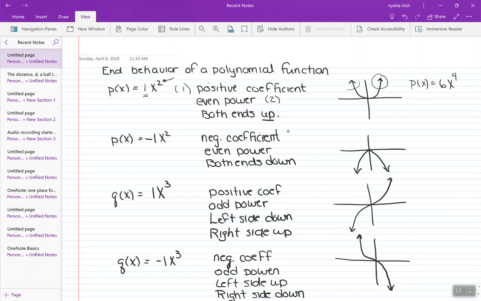So if I have a negative coefficient, like -1 here, and I have an even power, like 2, both ends are automatically pointing downward, both ends down, or both ends fall.